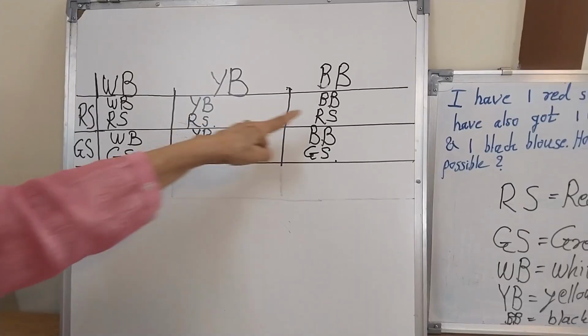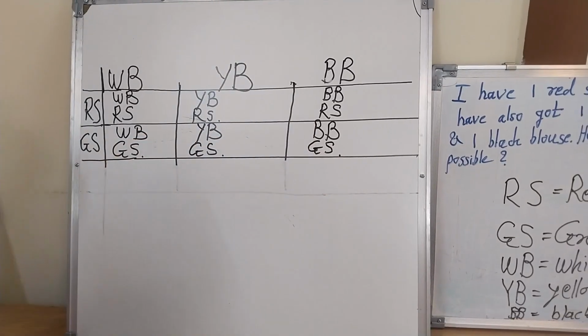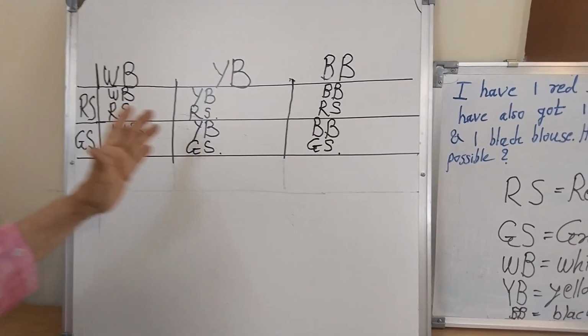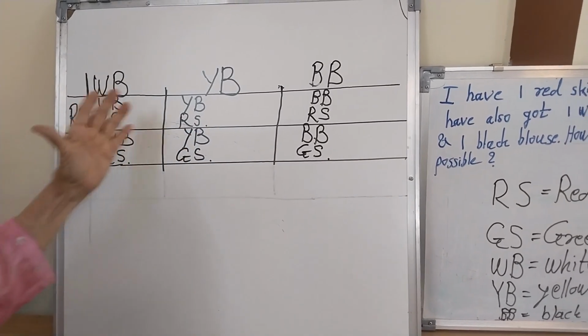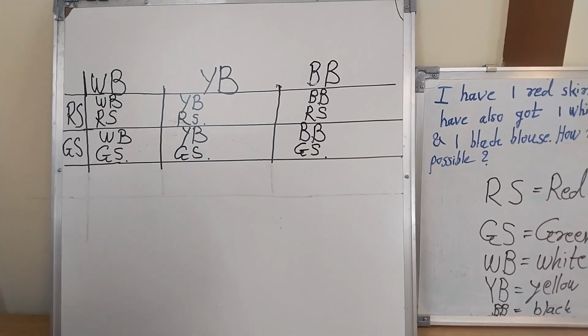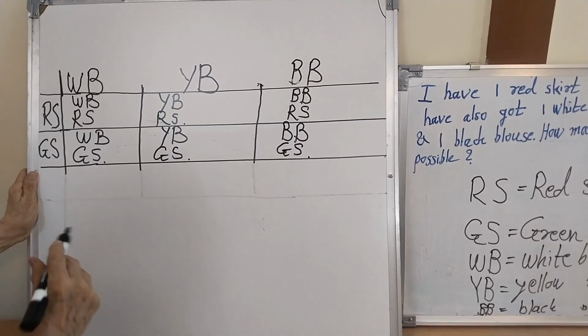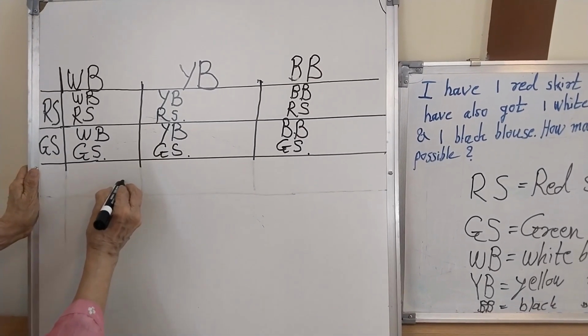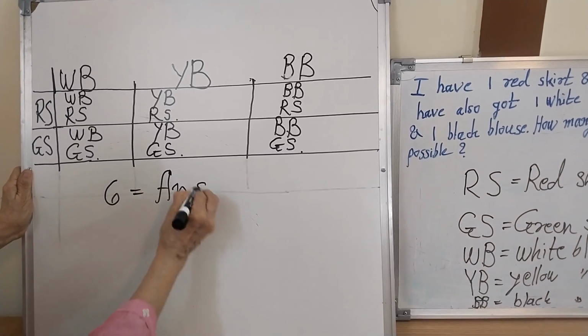So here you will find that no combination is repeated. All 6 working days of the week, I can have a different combination. So here, the total number of combinations without repetition becomes 6. And this is our answer after giving this table.